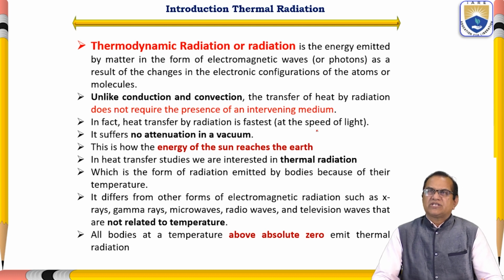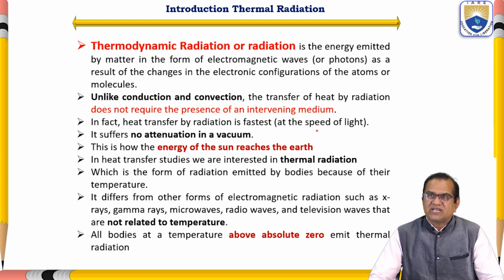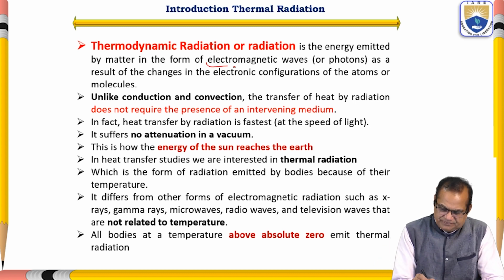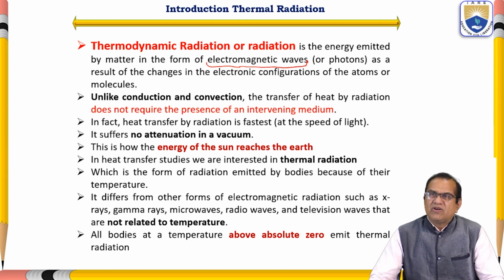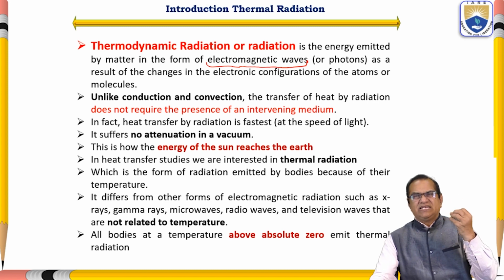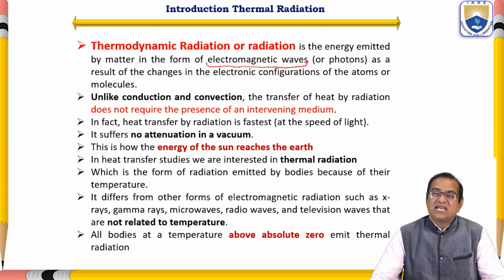Now, introduction to thermal radiation. We have to first understand what thermal radiation is. Thermal radiation, or radiation, is the energy emitted by matter in the form of electromagnetic waves or photons as a result of the changes in electronic configuration of the atoms or molecules. As and when heat is transmitted as electromagnetic wave, it is called radiation.